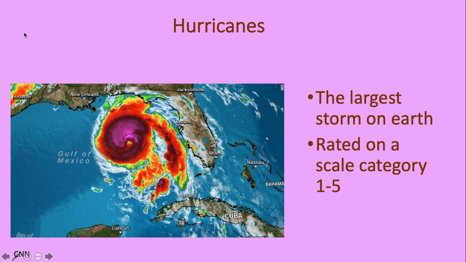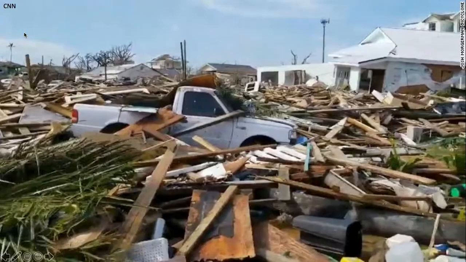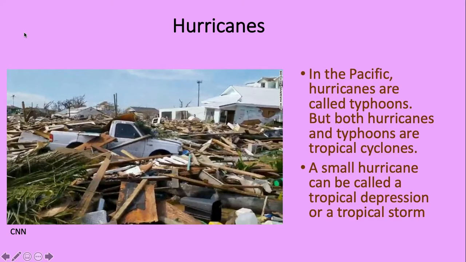Hurricanes. Hurricanes are the largest storm on Earth, rated on a scale of 1 to 5. So a Category 1 hurricane would be a smaller hurricane, a Category 5 hurricane would be a huge hurricane. And they are destructive. In the Pacific, hurricanes are called typhoons, but both hurricanes and typhoons are tropical cyclones. A small hurricane can be called a tropical depression or a tropical storm.